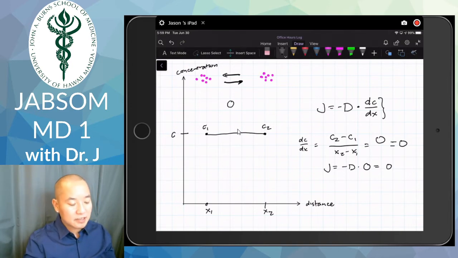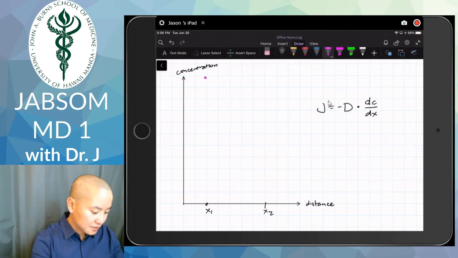Now, what if there is a difference? Say at point 1, that x1 we have here, we have all these particles, and at point 2, we have roughly half the particles. So what do we have here? Just looking at arbitrary units over here, this is the concentration at point 1, and this is the concentration at point 2.